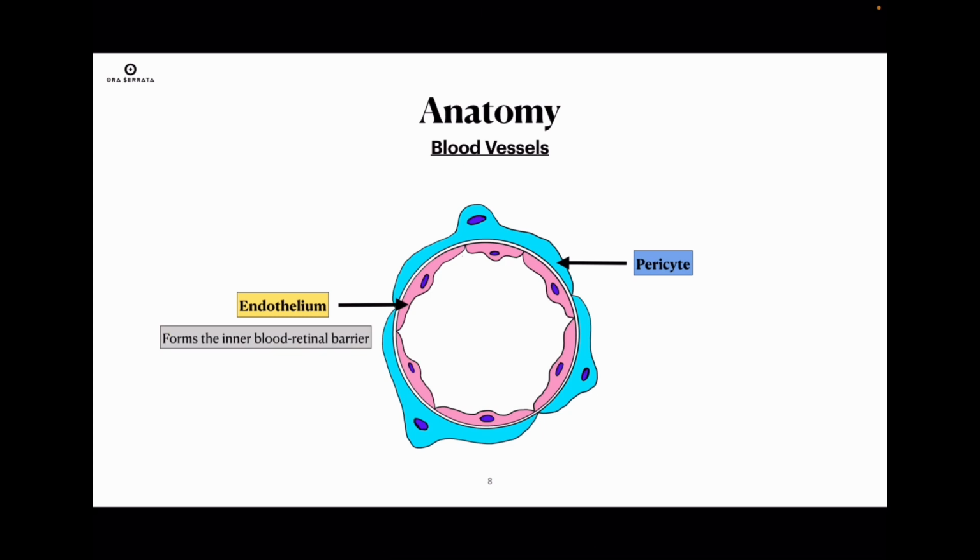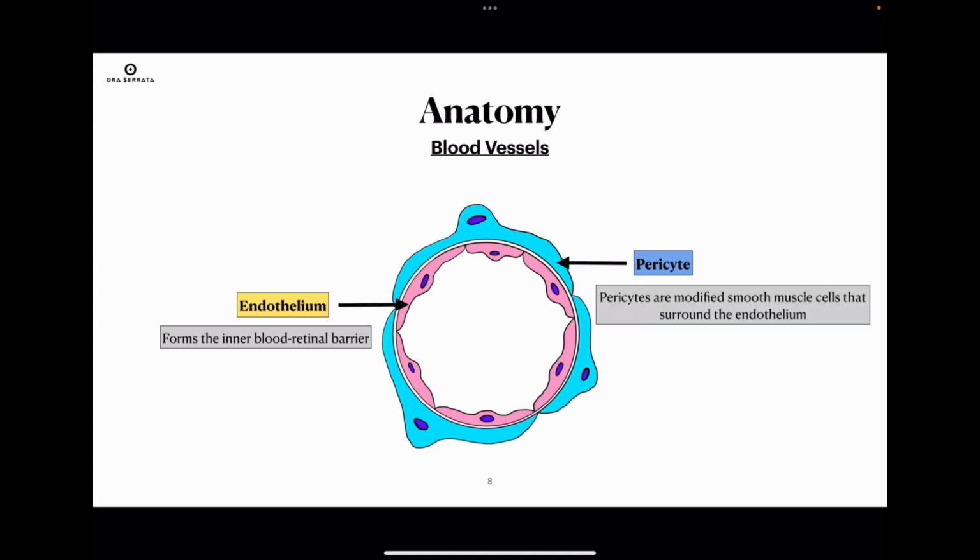The endothelium forms what is known as the inner blood retinal barrier and is very important in maintaining the compartmentalization of the intravascular compartment and the extravascular compartment. These pericytes are modified smooth muscle cells that surround these endothelium, as I had described earlier.